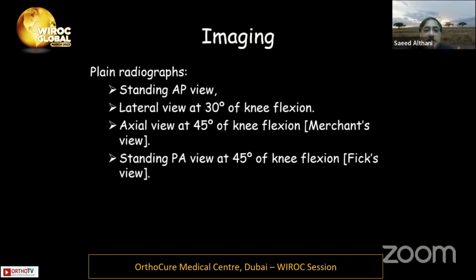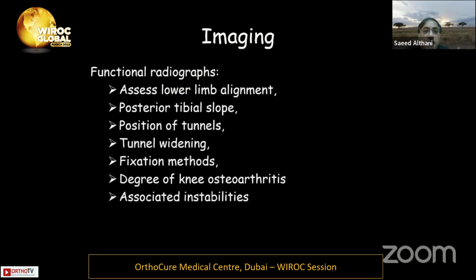Imaging: we need to get an AP standing view. We need to get a lateral view in 30-degree flexion to assess the slope. We need to get a Merchant view, as well as a standing PA at 45 degrees of knee flexion. What are we assessing? We assess the lower limb alignment, the slope, position of the tunnels, tunnel widening, fixation method, degree of knee arthritis, and any associated disability.